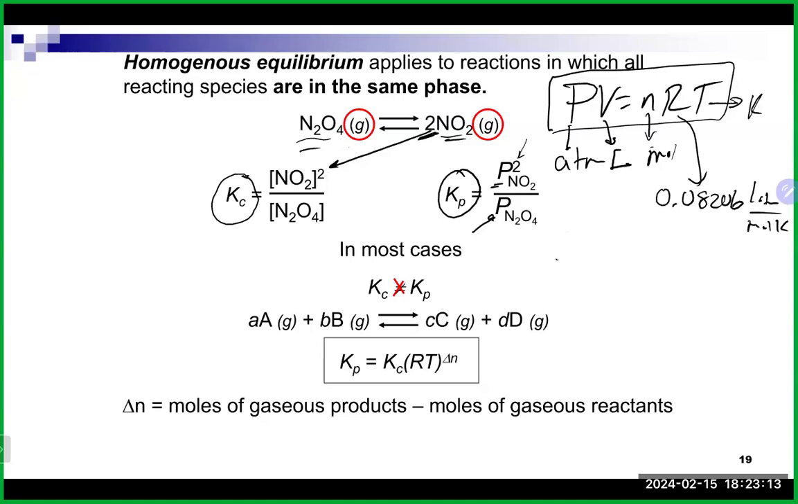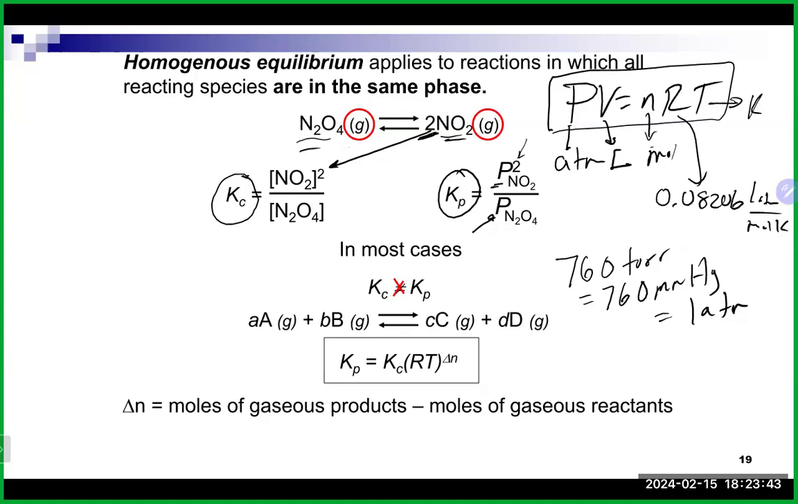So again, not really crucial at this point as we're going through this chapter here, but a little bit later on in this chapter, I'll point it out again where it really is crucial that you do get everybody into atmospheres. So speaking of this, we may have a situation where maybe you're given the Kp value, or maybe you're given the Kc value, or you have enough information to calculate one or the other, and maybe you're interested in the opposite value.